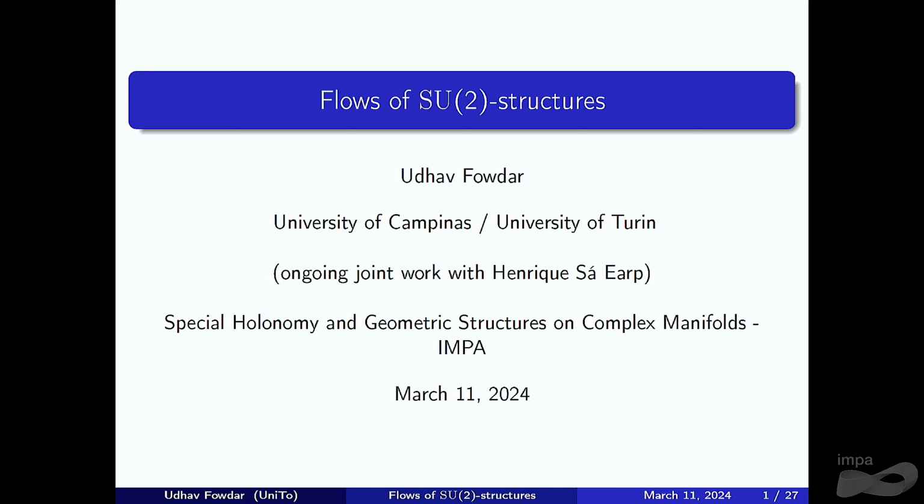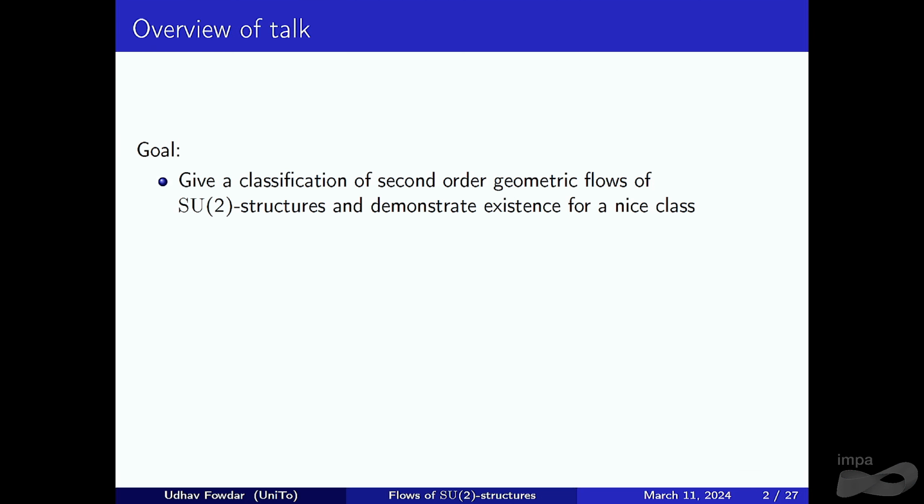Okay, so this talk is fairly elementary, and I hope everyone can understand what's happening and what we want to do and where we're trying to get to. Let me begin by telling you what the goal of this talk is. The goal is, morally speaking, to give a classification of second order geometric flows of SU2 structures, and I want to prove existence of certain families of flows.